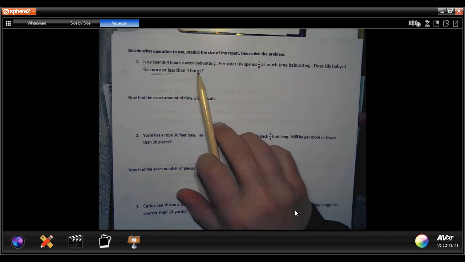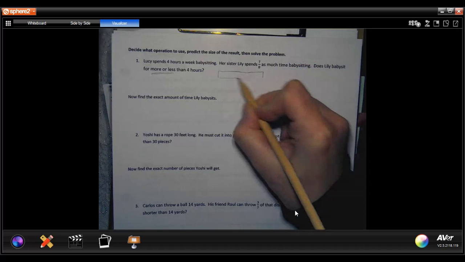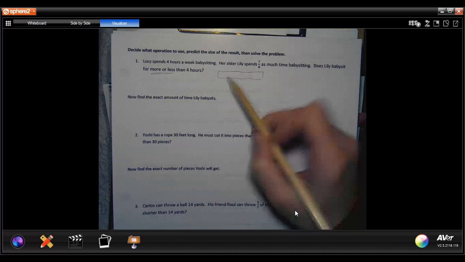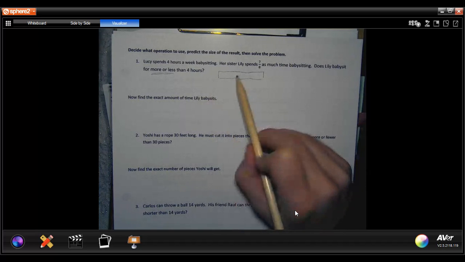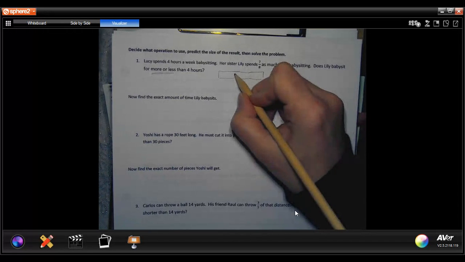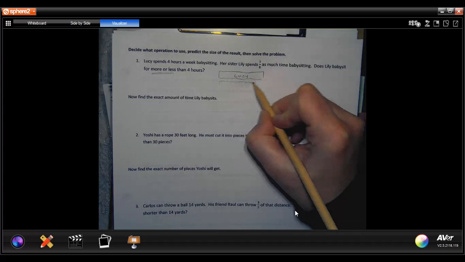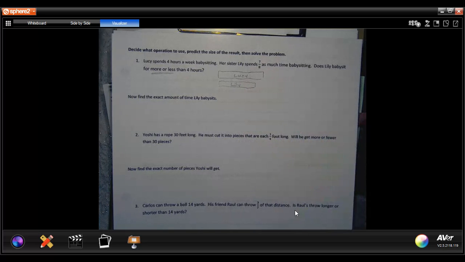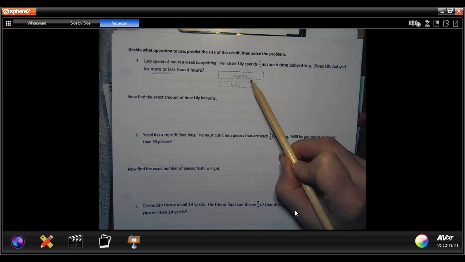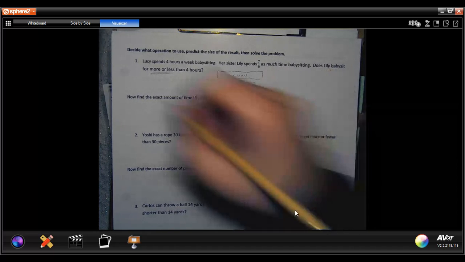So what I would do with this problem, I would visualize it. If I'm picturing her babysitting for 4 hours, this is just a block of time that's 4 hours long, could be any length. And then I know her sister Lily spends 7/8 of an hour. So I'm thinking, okay, well, 7/8 of that amount would be kind of like this. And as I'm saying that out loud, I heard myself say 7/8 of that amount. So that tells me this is a multiplication problem.